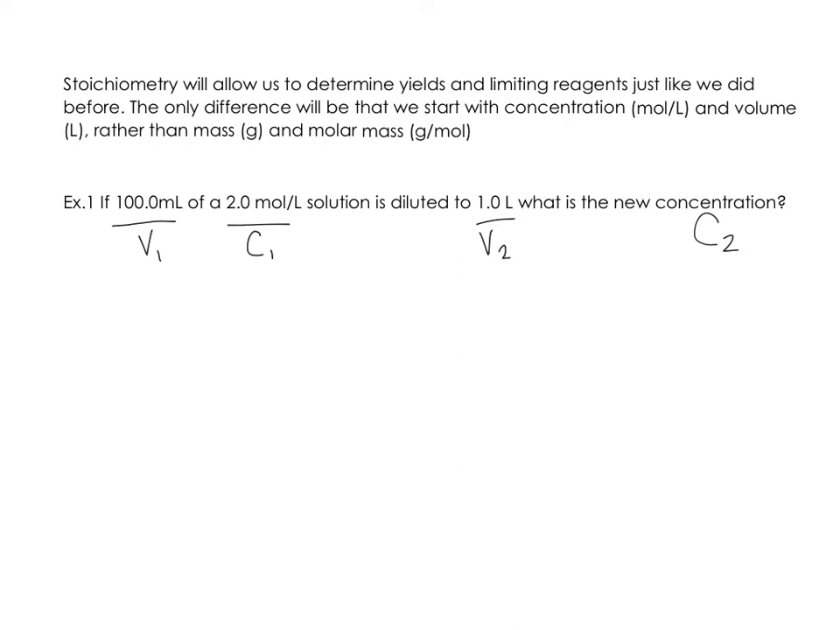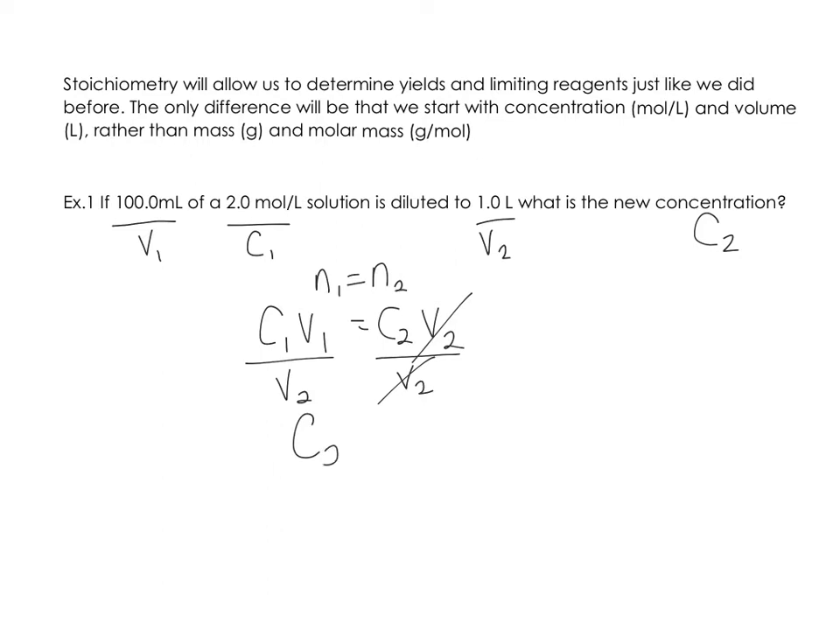Okay, so because the moles before and the moles after for the solute are the same, the only thing we're doing is adding water. We're not adding solute. So C1 V1 equals C2 V2. We want to find the new concentration, so we want to isolate C2. So if we divide both sides by the second volume, we will have a formula we can use, and then you just plug in your values.